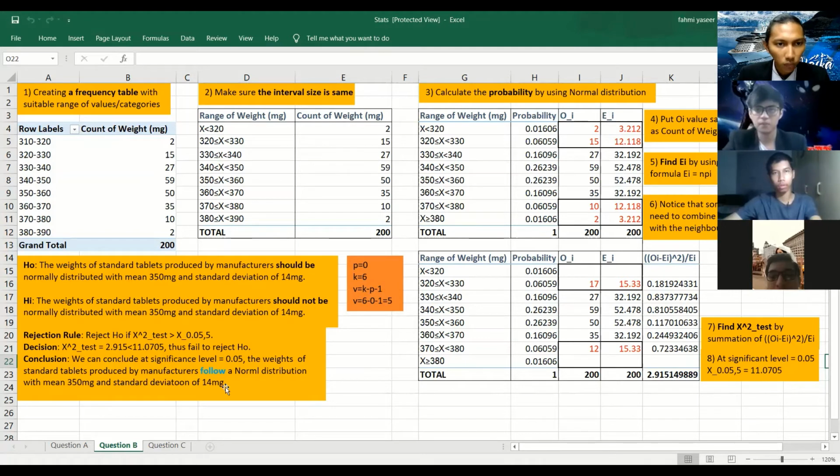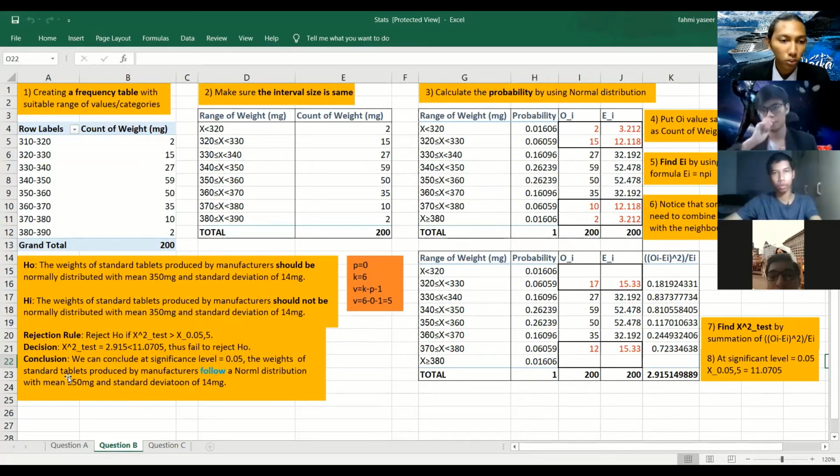So from the information, we can see that the data is given. The p is 0, and the k is 6. And we need to find the degrees of freedom, which is k minus p minus 1, which means we got 5. And from the rejection rule, we need to reject H0 if the chi-square test is greater than chi-square 0.05,5. So the decision: as we can see, the value of the chi-square test is 2.915, which means lower than 11.0705, thus it fails to reject H0.